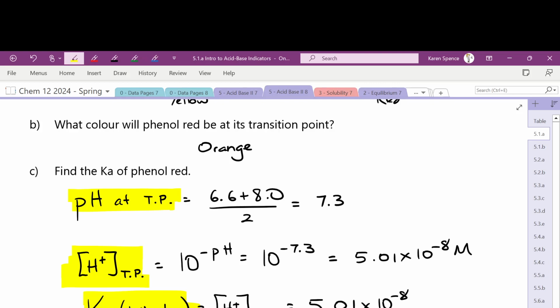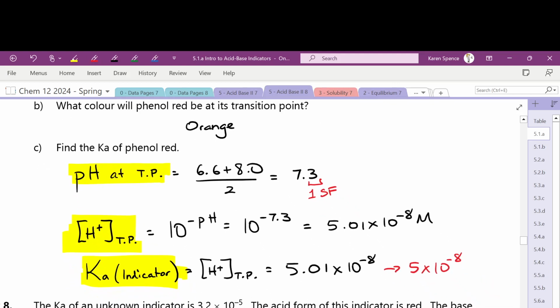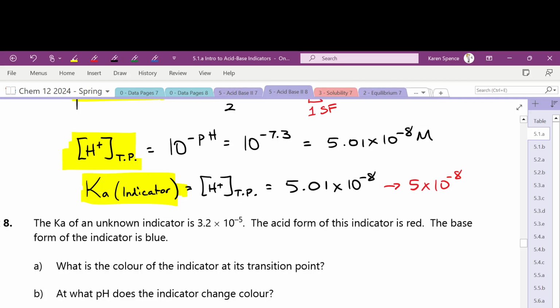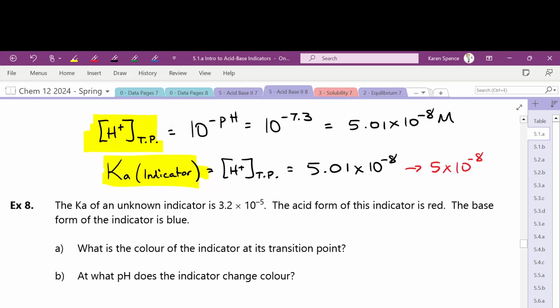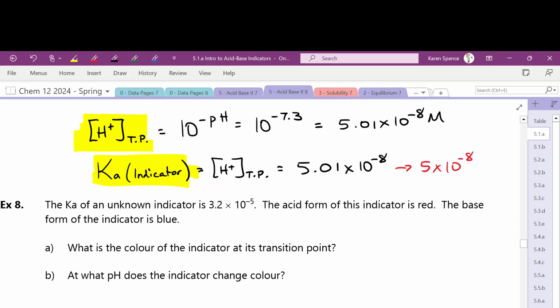What do you guys think of my final answer? Wrong sig figs. How many sig figs should I have? Just one, because we got one number after the decimal in the pH. One sig fig, so that's going to become 5 times 10 to the negative 8. Do you guys want to try number 8 on your own? Yes? Okay. If you're stuck, call me over.